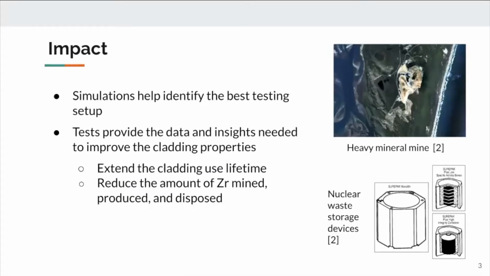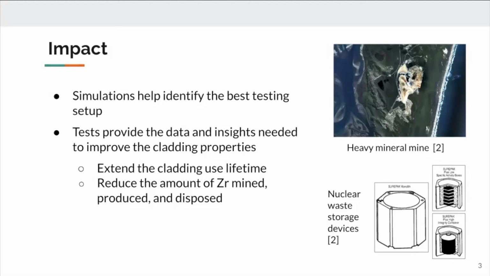Our simulations help identify the best testing setup in order to determine the cladding mechanical properties in different conditions and points in its lifetime. Knowing these properties allows for changes to be made to the cladding and environment that can extend the useful lifetime of the cladding.